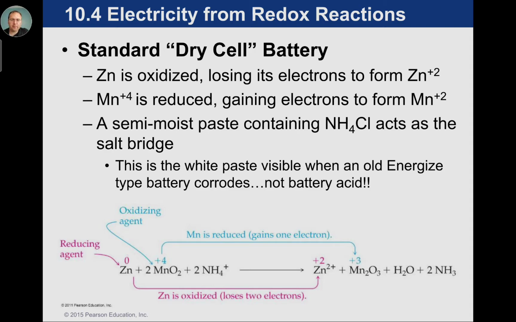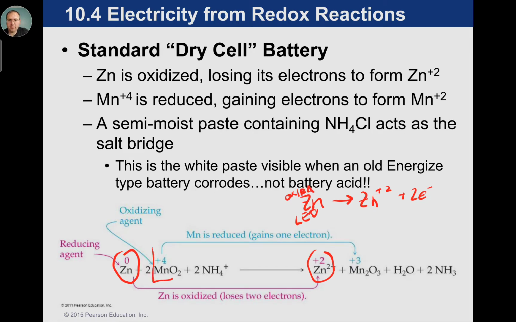So if zinc is going from 0 to a plus 2, that means it's zinc going to zinc plus 2 with 2 electrons. That's the half reaction. If you're giving 2 electrons, you're the LEO. So you're oxidized and the reducing agent.